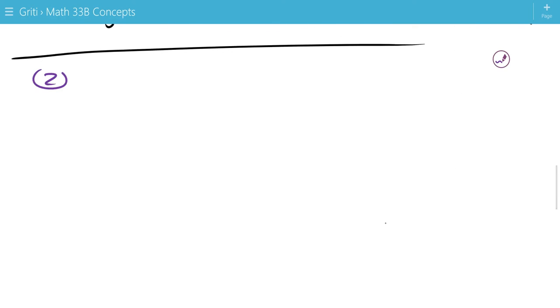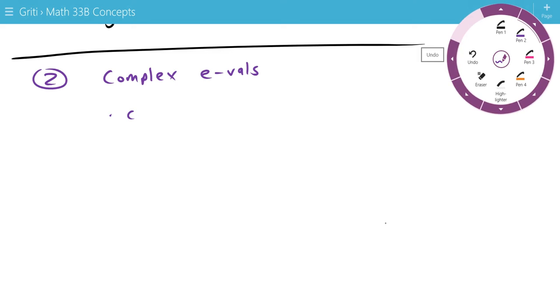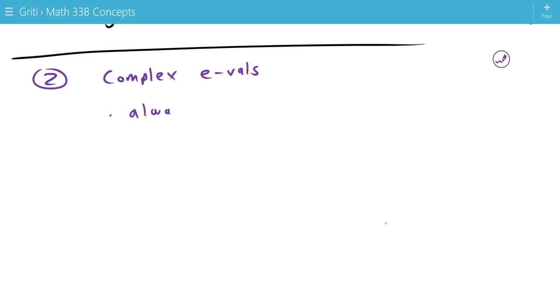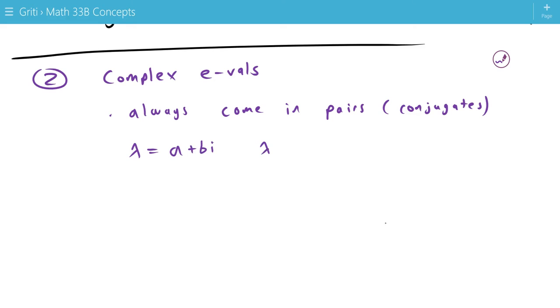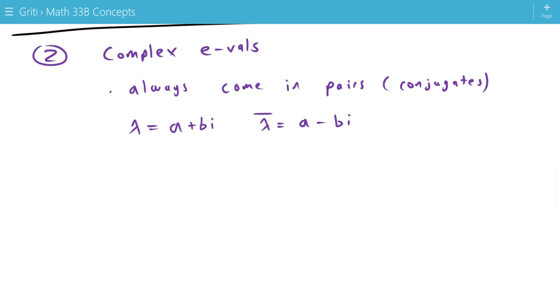So complex eigenvalues. So these will always, if our matrix has real entries, which they always will, these will always come in pairs. And these pairs will be conjugates. And to remind you what conjugate is, if we have lambda equaling a plus bi, then we'll get another eigenvalue, which is a conjugate, a minus bi. So it just has a negative imaginary part than the other one. So this is exactly what happened in the 2x2 case.